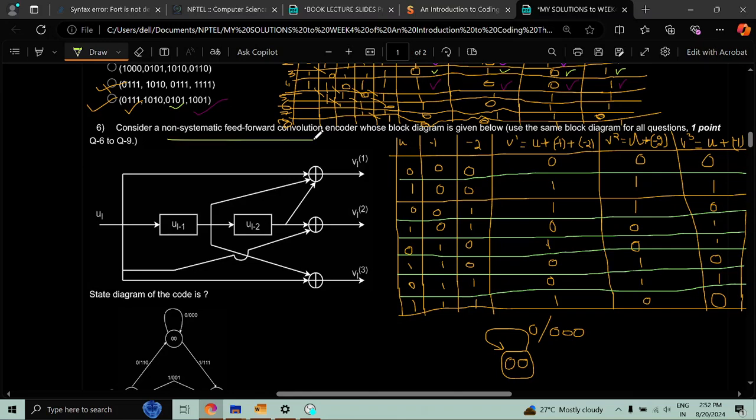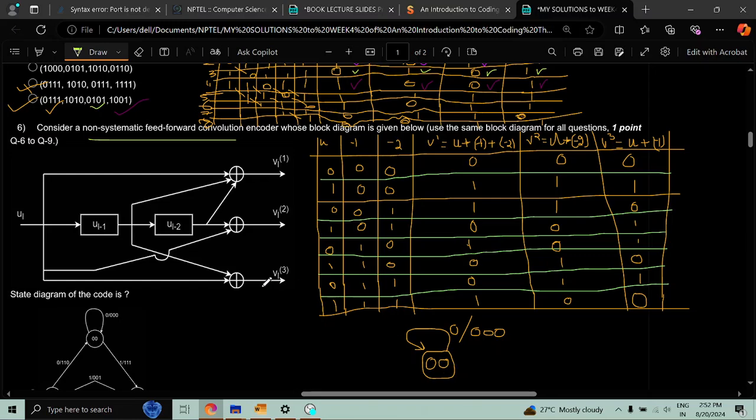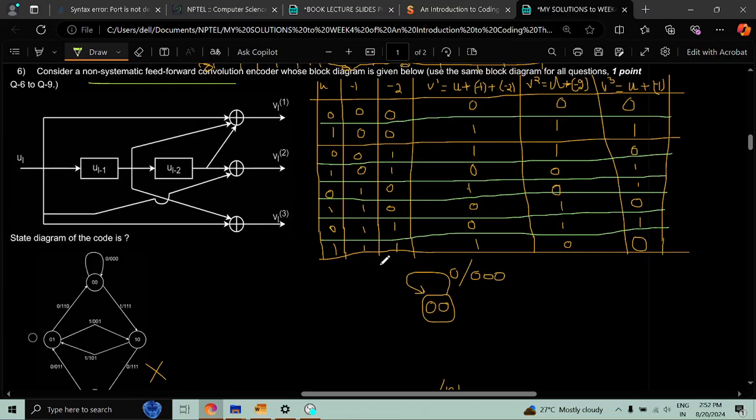Here a non-systematic feed-forward convolutional encoder is given. You have the delays U L minus 1, U L minus 2 and the input. To make this table, V1 is made by all 3, V2 is made by these 2, and you can make this.